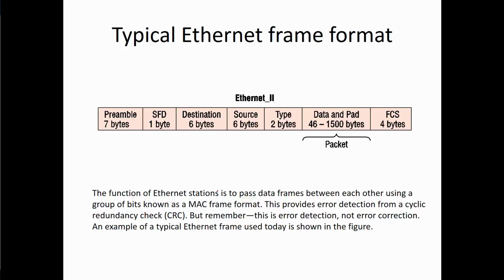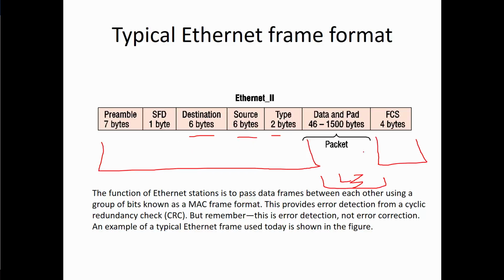So if we're looking at just an Ethernet frame, this is the frame part. It takes a packet and it puts header information on it to make it a frame, but it actually encapsulates a layer 3 packet. It will include things like destination, source, type, error checking, a preamble, and a few other things for error correction.